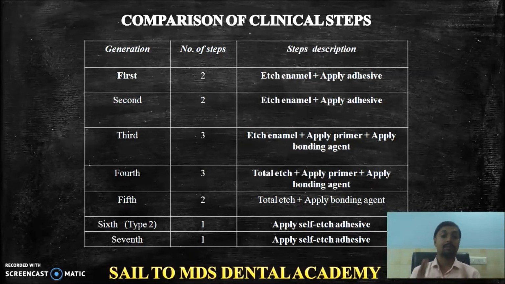6th generations are of 2 types, type 1 and type 2. In type 1 you require 2 steps and type 2 is a single step. And 7th generation is a single step bonding agent.